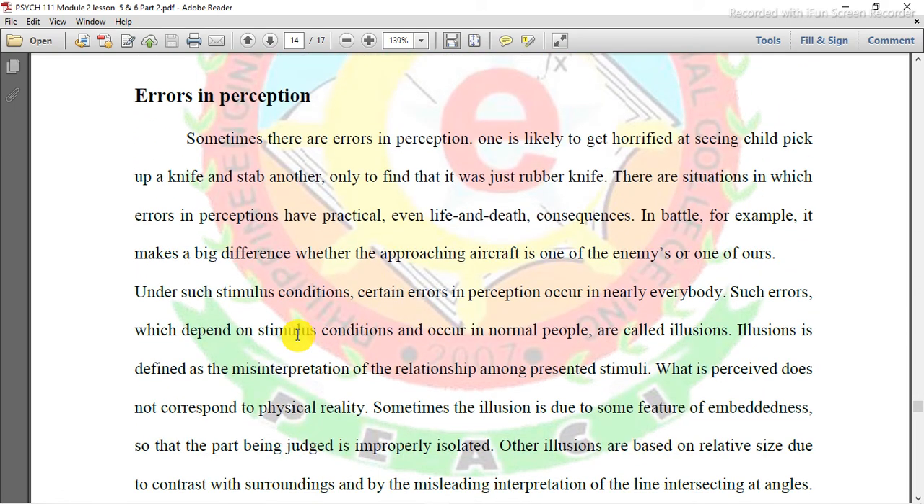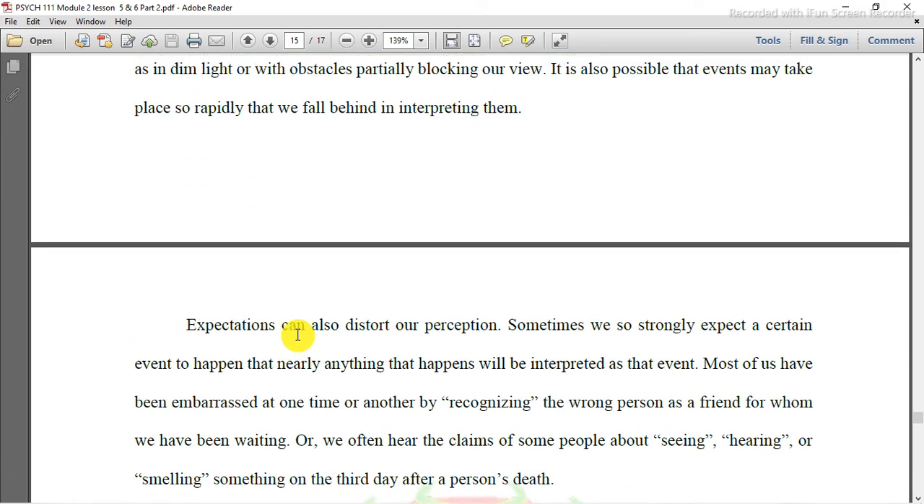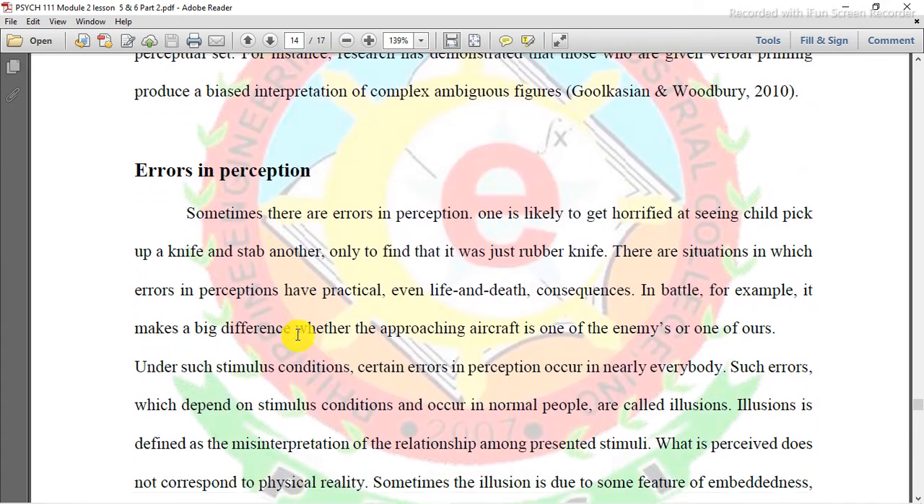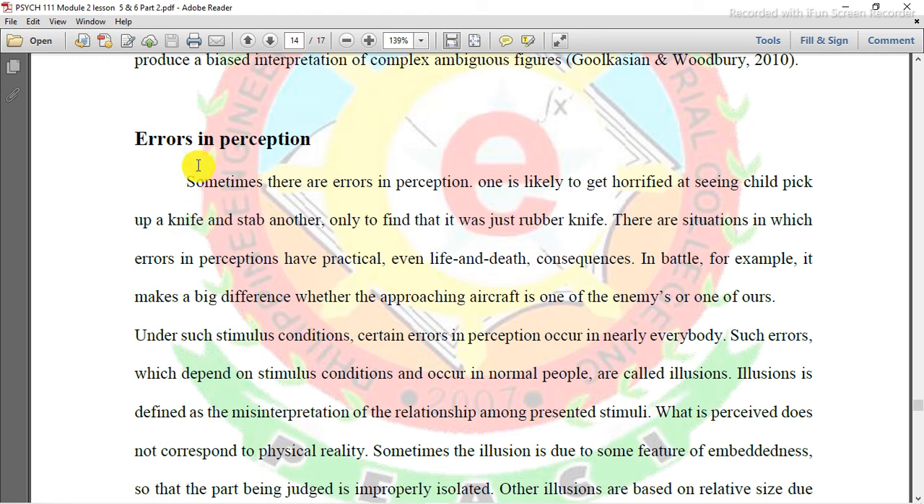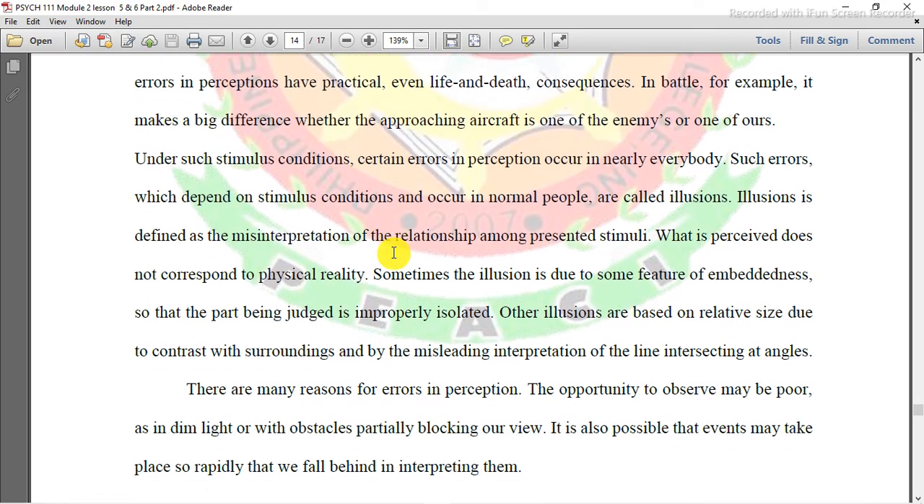And of course, we have here errors of perception. May mga error yung perception natin. Okay? So sometimes there are errors in perception. One is likely to get horrified at seeing a child pick up a knife and stab another, only to find that it was just a rubber knife. There are situations in which errors in perception have practical life and death consequences.